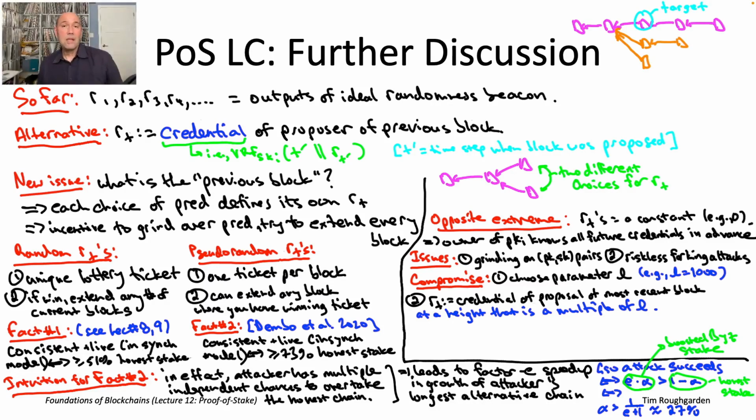Now, nodes may still have some degrees of freedom in which pseudorandom seed R sub t they want to work with. So for example, suppose at block height 9,000, it just so happened that there were 3 different blocks created at that height. Then if you're creating blocks later on, depending on which of those 3 blocks you claim as your ancestor, you're going to be working with a different pseudorandom seed.